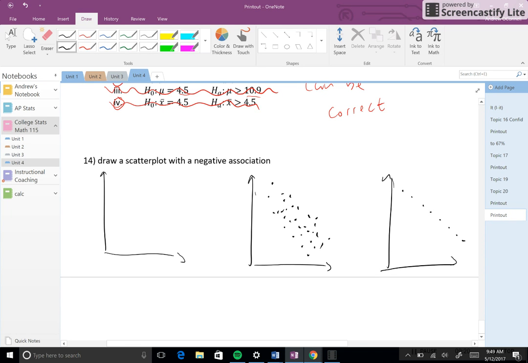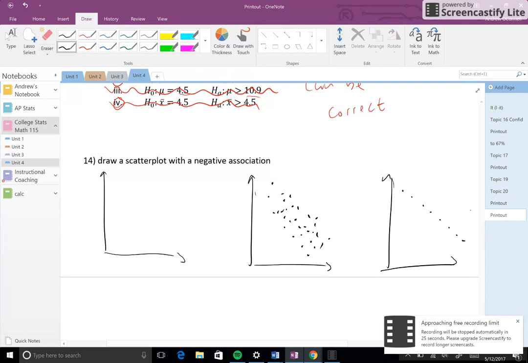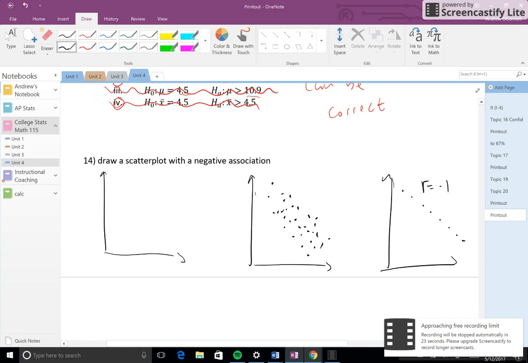The one thing that it doesn't really talk about, there's a question on the test that we didn't really talk about, is an R value. If an R value is perfect, it would be -1. This is strong, so it would be close to -1, so maybe -0.8. But if it's all over the place, then it's going to be really close to 0.